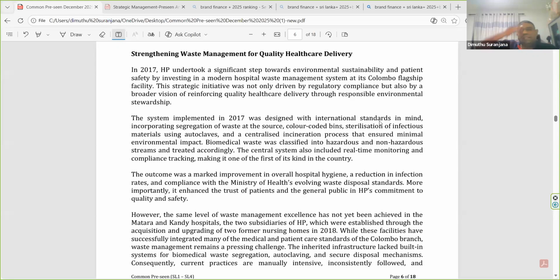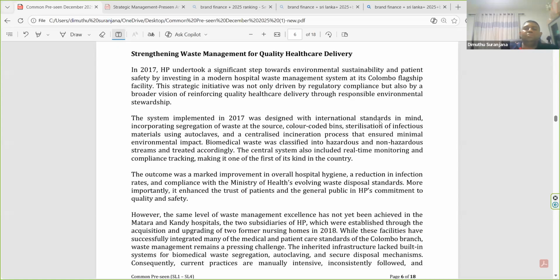In 2017, HP undertook a significant step toward environmental sustainability and patient safety by investing in a modern hospital waste management system at its Colombo flagship facility. The strategic initiative was not only driven by regulatory compliance, they adhere to that requirement, but also by a broader vision of reinforcing quality healthcare delivery through responsible environmental stewardship.